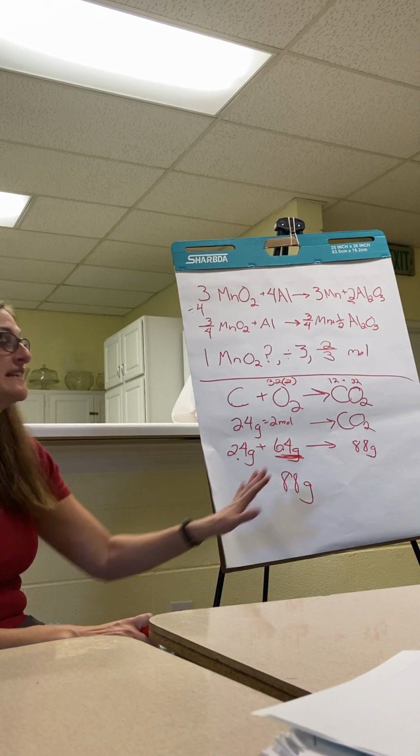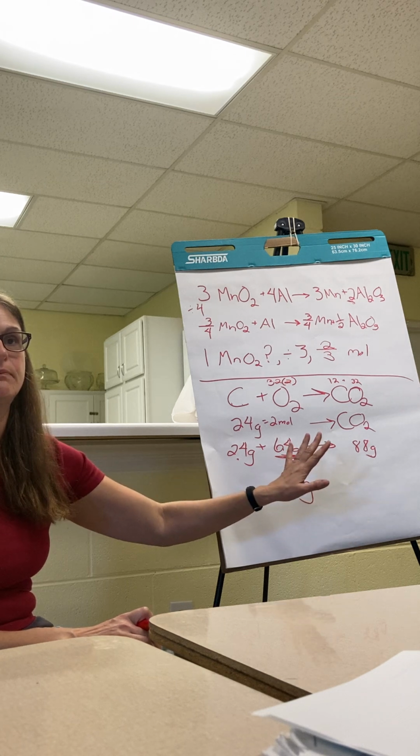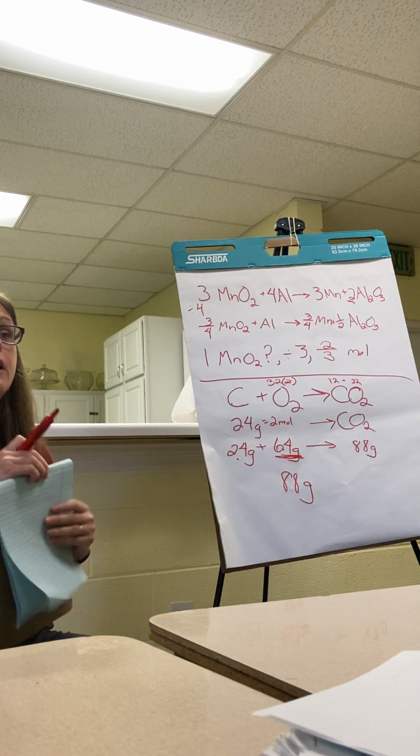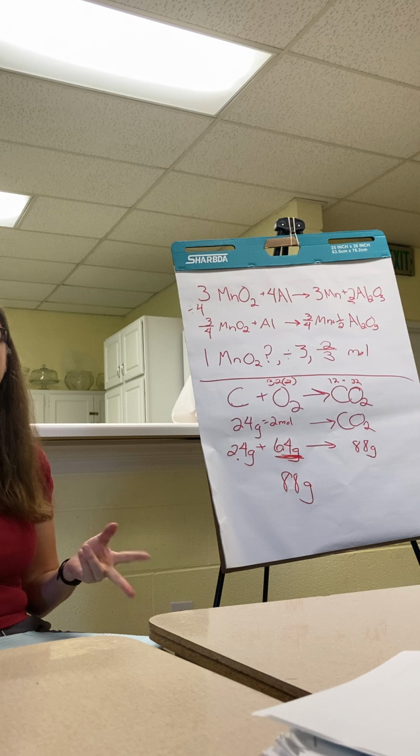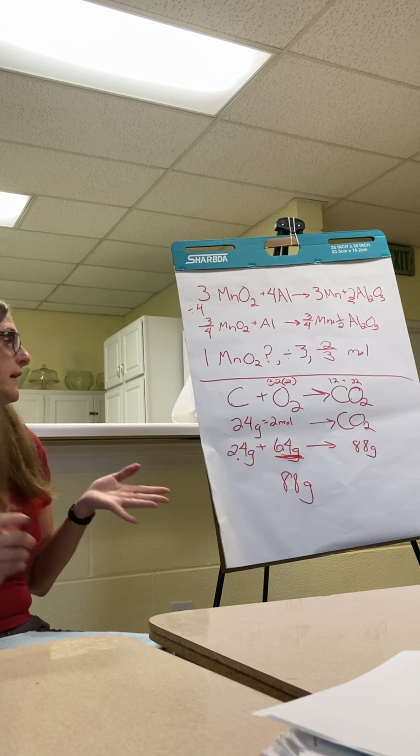So if I collected less than 88 grams, by the way, it means my reaction either wasn't complete or I created byproducts like carbon monoxide, nitrogen oxides, something else.